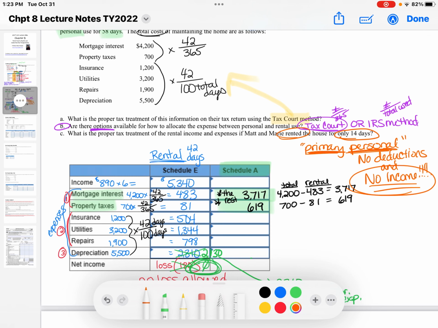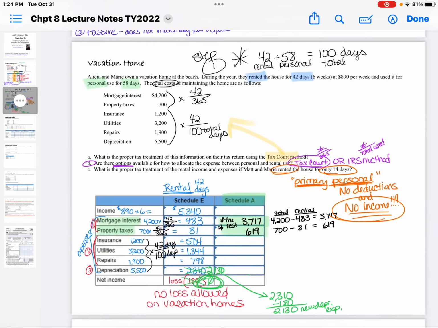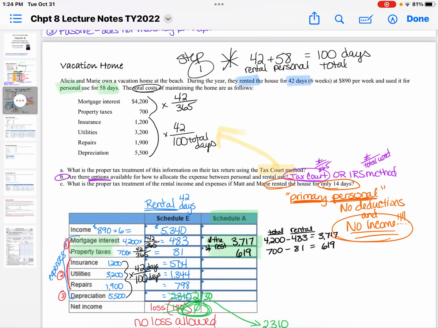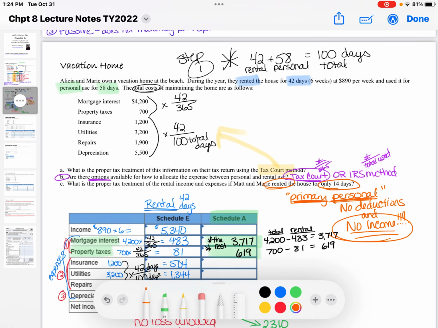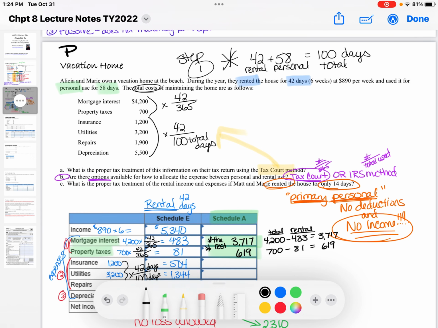Now that's when you rent it for 14 days or less, and it's considered primarily personal. Remember, there's three categories: primarily personal, primarily rental, which would mean you used it 14 days or less, and then the last one, which we just did in this example. Let me see, I'm going to write it at the top here. This one is considered personal / rental. Let's make it big. This one ended up being personal / rental use. So 3 uses: personal, rental, or personal / rental. So those are the 3 options.